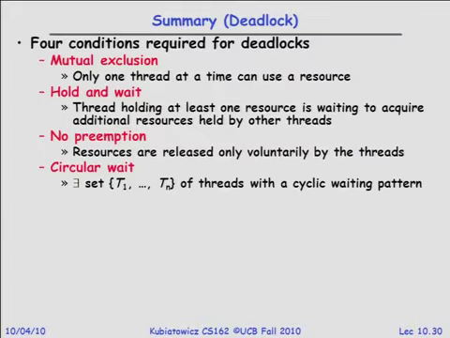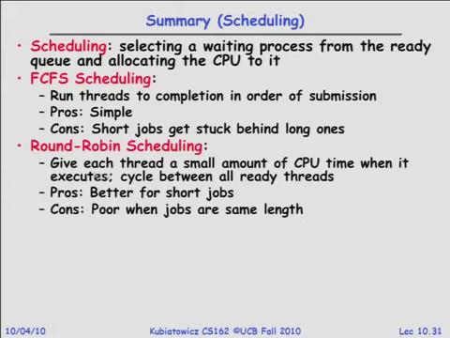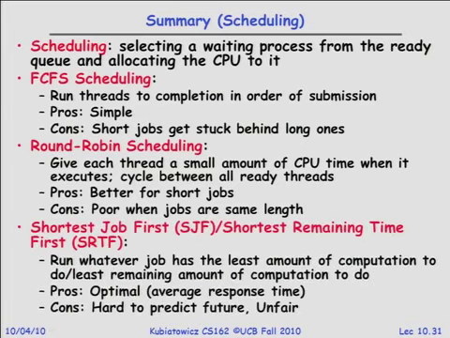On scheduling, this is basically selecting a waiting process from the ready queue and allocating the CPU to it. First come, first serve scheduling is very nice because it's simple, but short jobs get stuck behind long ones. Round robin gives each thread a small amount of CPU. It's good for short jobs, but it's bad when you have long jobs because they end up wasting a little time. And next time we'll start talking about optimizations on top of both of these, like shortest job first and shortest remaining time first.